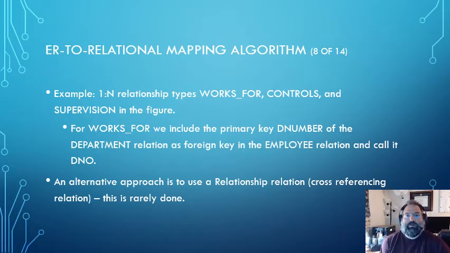An example is the 1-to-N relationships works for, controls and supervision in the figure. For works for, we include the primary key D number of the department relation as a foreign key in the employee relation and call it DNO. An alternative approach is to use a relationship relation, a cross-referencing relation. This is rarely done, however.